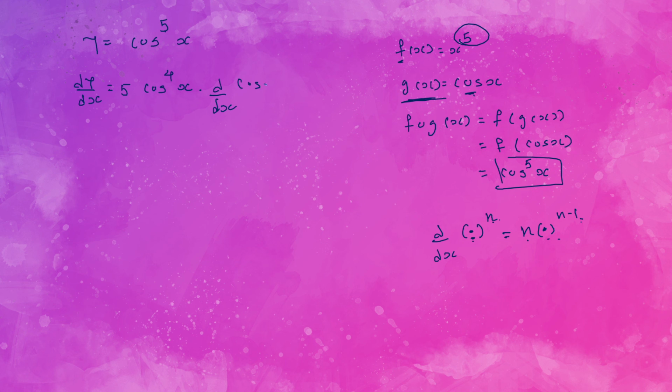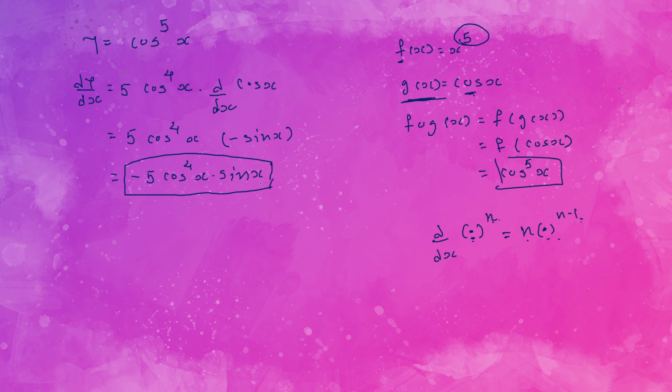differentiated separately. And the derivative of cos, we know that it is minus sin. So 5 cos raised to 4 x into minus sin x, and I rewrite this expression as minus 5 cos raised to 4 x into sin x. This is my answer.